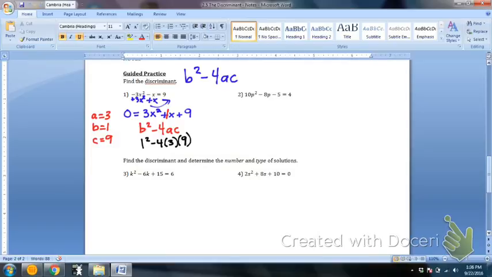So I have 1 minus 12 times 9 is 108. What is 1 minus 108? Negative 107. So the value of this discriminant is negative 107. What does that tell me about the graph? It's imaginary. Or complex. Yeah, or complex. Either word works, whichever you choose. That's fine. Okay? That's really all there is to the discriminant, guys.